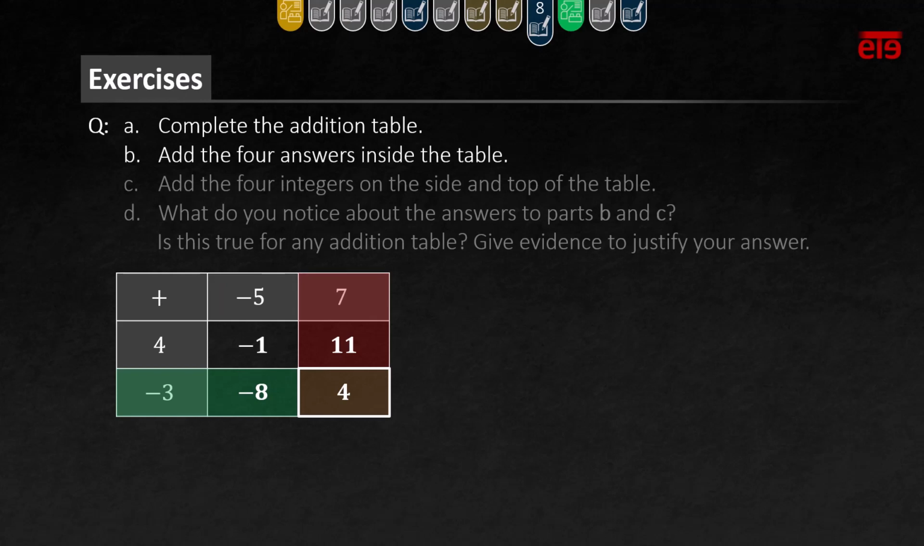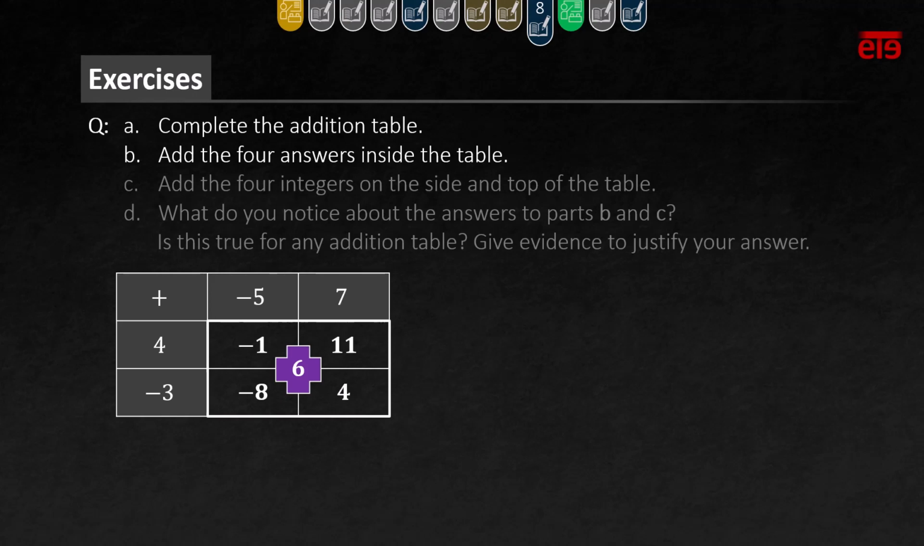Now, add 4 integers inside the table. We can add integers in any order because addition is commutative. Finally, we add 10 and negative 4. So, the sum of all 4 integers is 6.